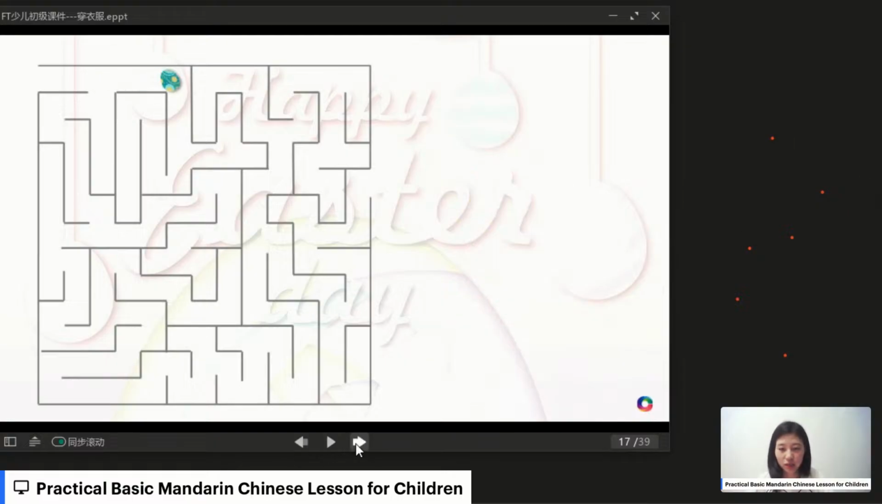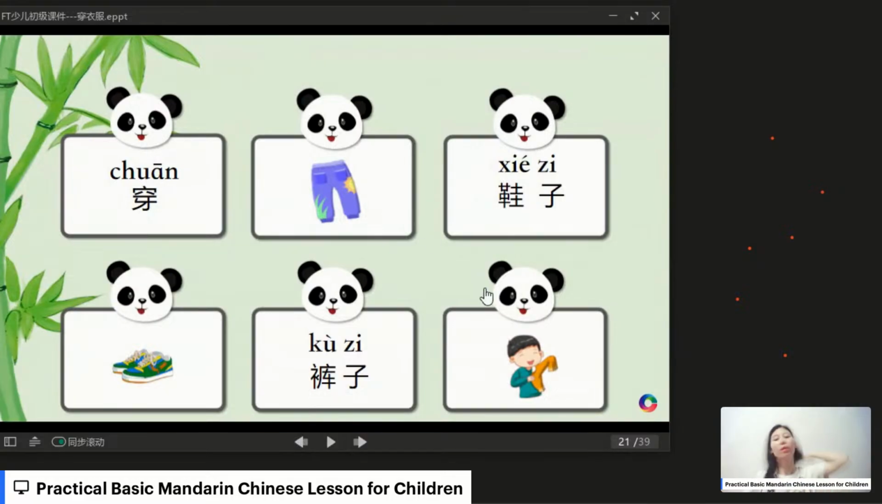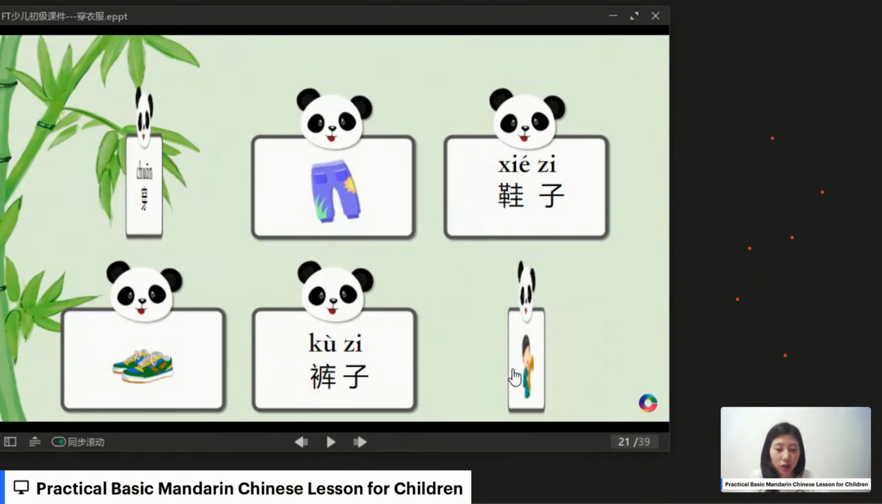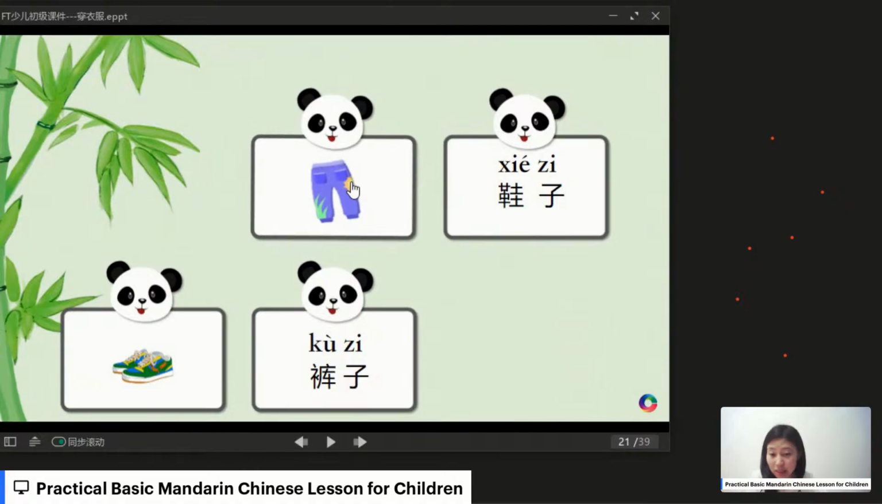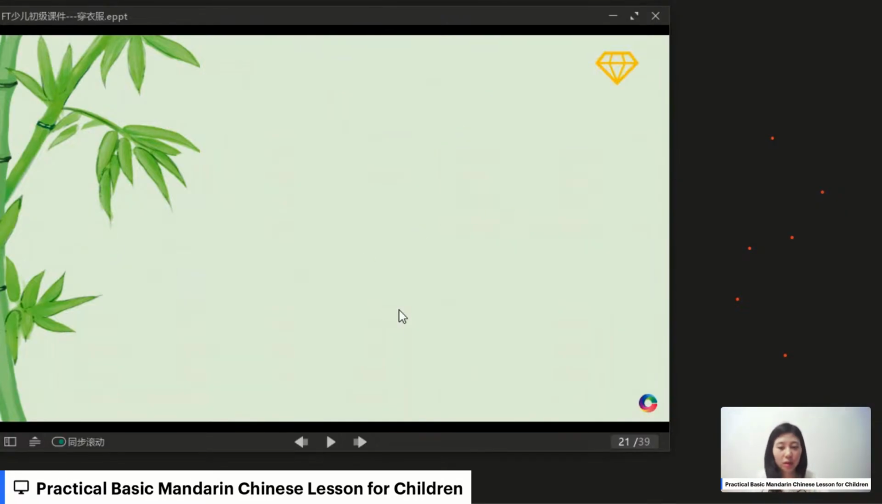So let's check the next one. Okay, actually, we learned three words today, right? One is 穿, one is 鞋子, another one is 裤子. 穿, as I said before, is the verb, to wear clothes. 裤子 is the pants. Next one, 鞋子, that would be the shoes.